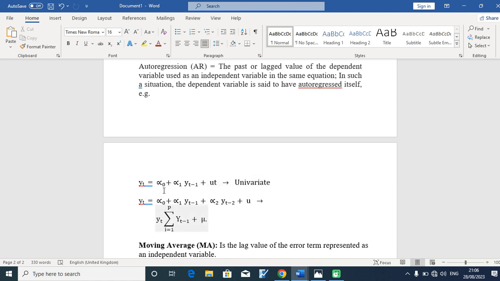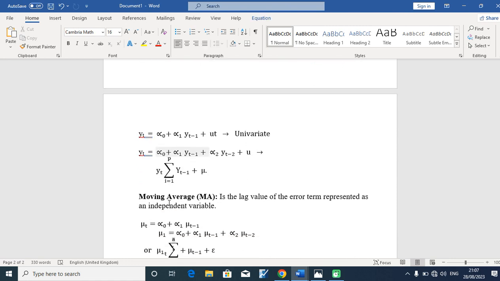So when the previous behavior of a person is used to predict the present behavior of that person, that is what we are seeing here: yt minus 1 is the previous value of yt, so it's used to predict the present value of yt.